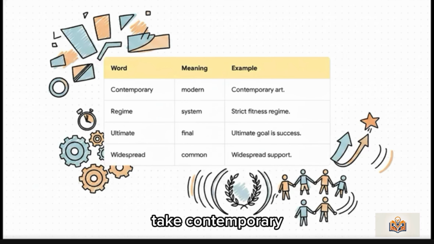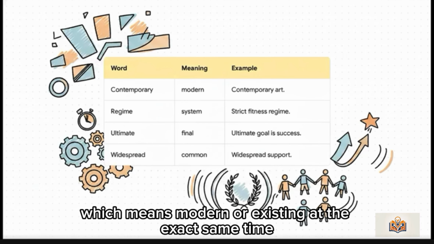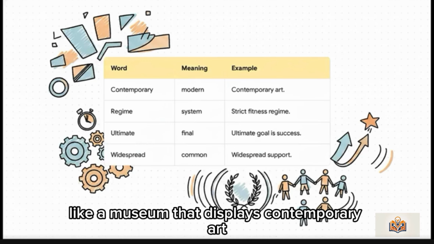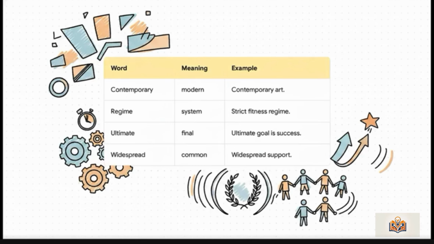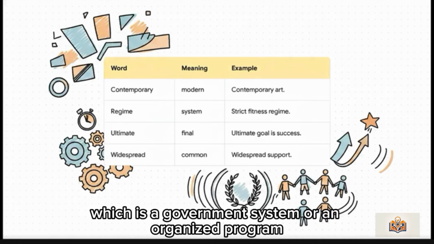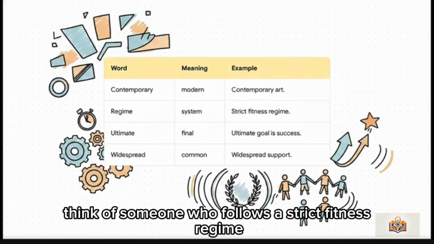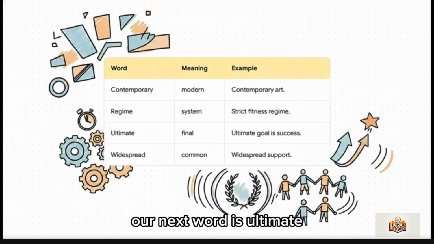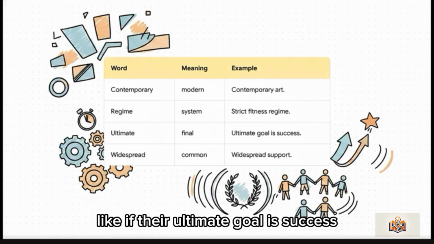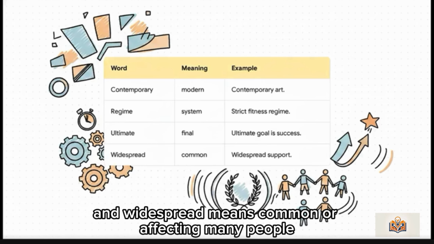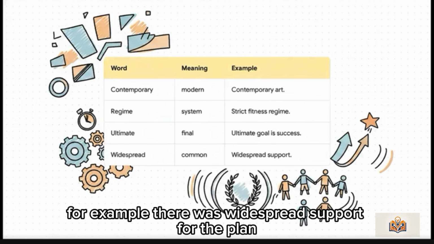Let's see how our vocabulary builds. Take contemporary, which means modern or existing at the exact same time, like a museum that displays contemporary art. Then there's regime, which is a government system or an organized program. Think of someone who follows a strict fitness regime. Our next word is ultimate, meaning final or most important, like if their ultimate goal is success. And widespread means common or affecting many people. For example, there was widespread support for the plan.